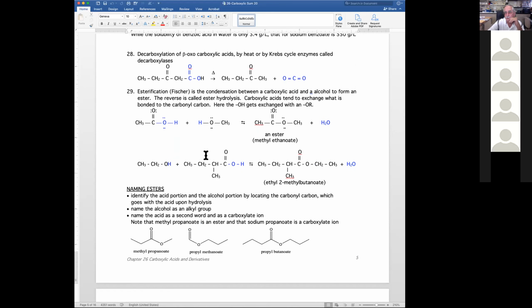So the next reaction, I'm really going over it simply because I want you to see how carbon dioxide is released from carboxylic acids. So decarboxylation of beta oxo, so here's alpha, here's beta. You can call that oxo or other names for it as well.